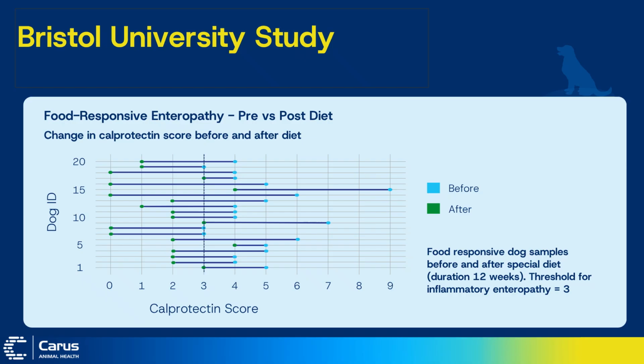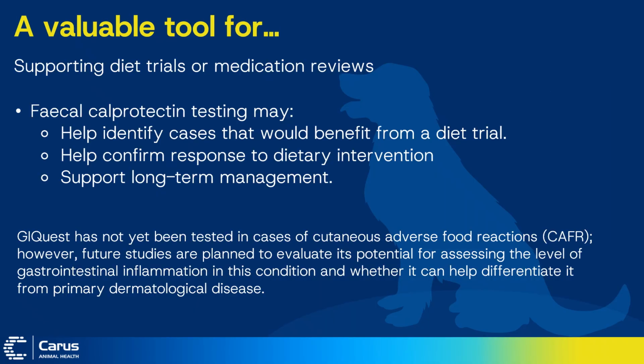The same with the one just on the line below, so on sort of the equivalent of 14. We can see we started at a 6, so still quite a high GIQuest score, but they finished at a 0. So in that case, I would think absolutely fantastic. Let's continue with this diet. It's completely effective and fully treating the condition. So it's a really nice way to be able to guide our next steps and know how to communicate with owners.